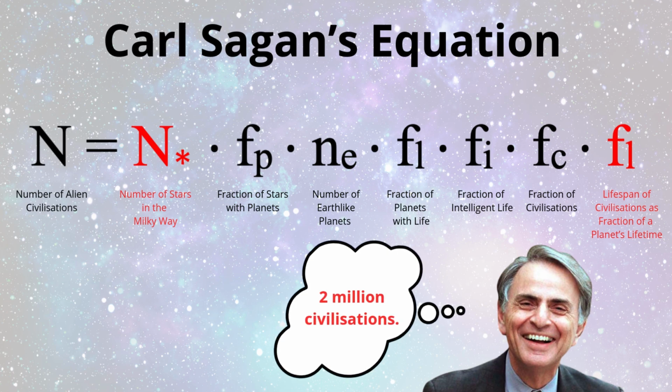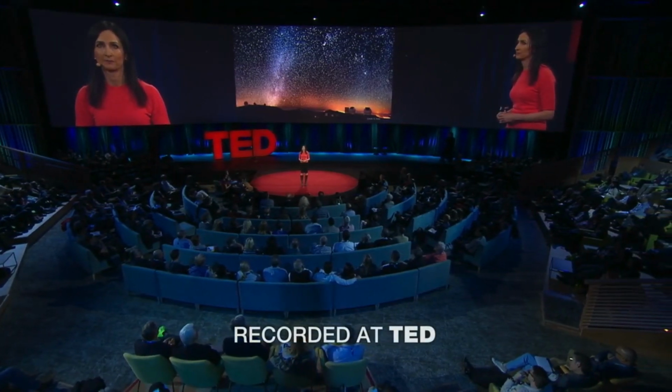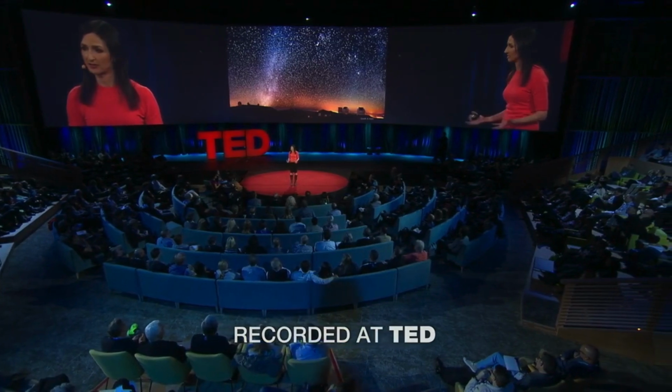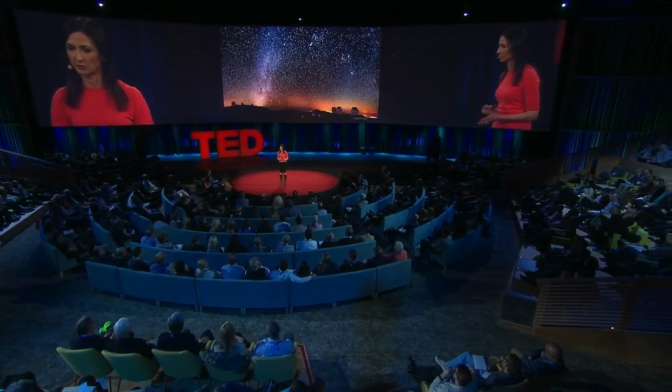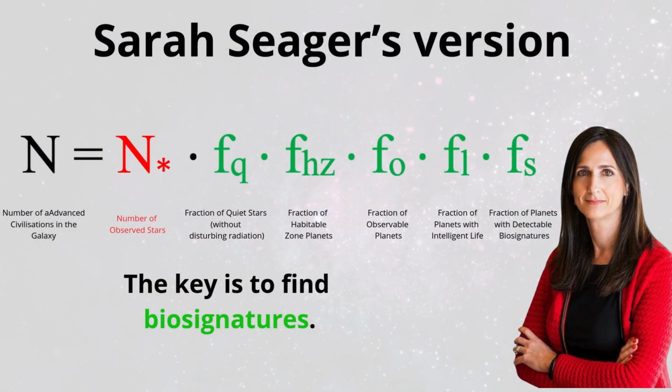A crucial addition to the equation came from Sarah Seager, a distinguished astrophysicist who proposed a new equation in 2013 focusing specifically on planets that might show signs of life. Her equation shifts the focus away from technological civilizations and instead calculates the number of planets that might exhibit biosignatures, or indicators of life.